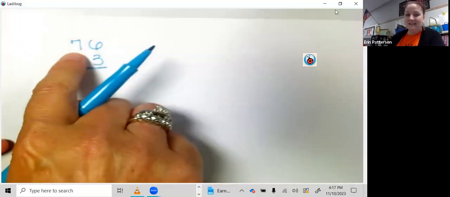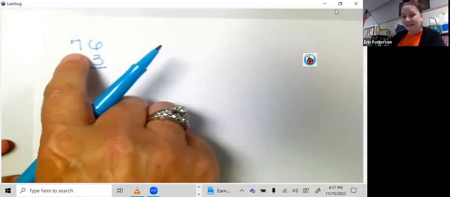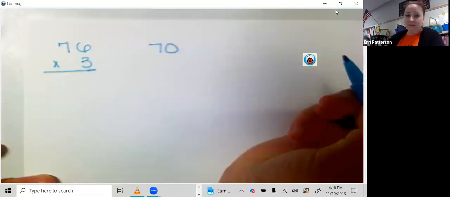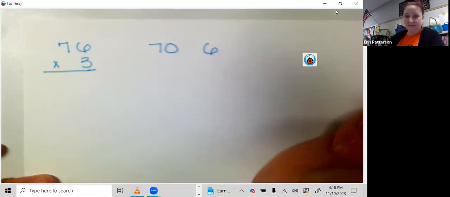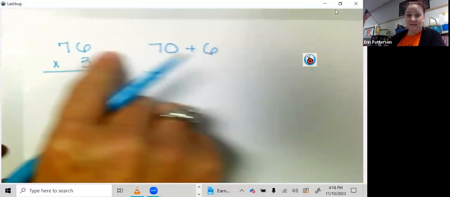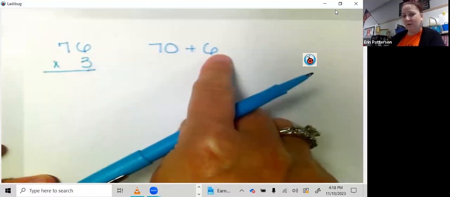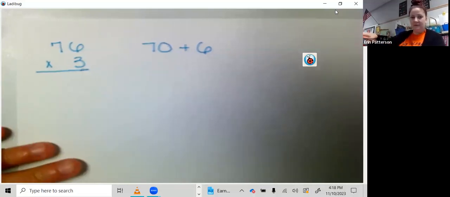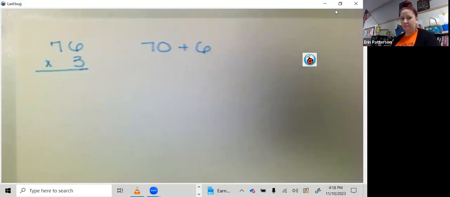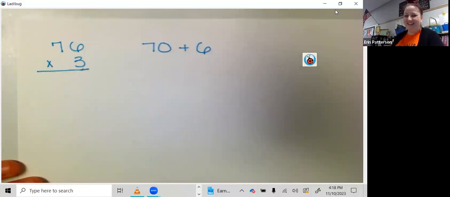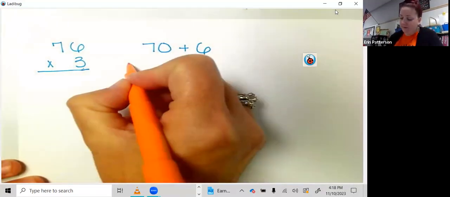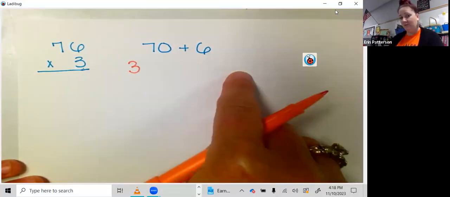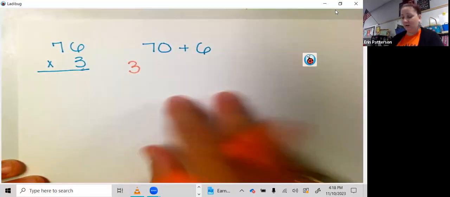So here I have 76. That's 7 tens and 6 ones. So I'm going to write it as 70 and 6. 70 plus 6 is 76. So I've just broken that number apart over here. I'm going to grab a new color to represent the 3. So I'm going to put the 3 over here. So I've got one digit that's got to travel and two digits that's got to travel down.